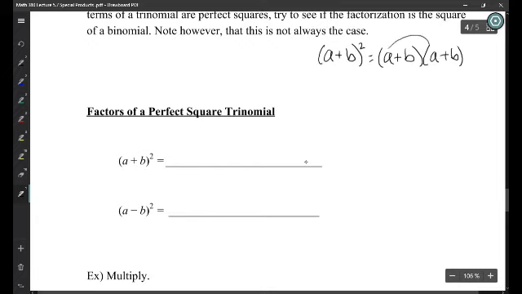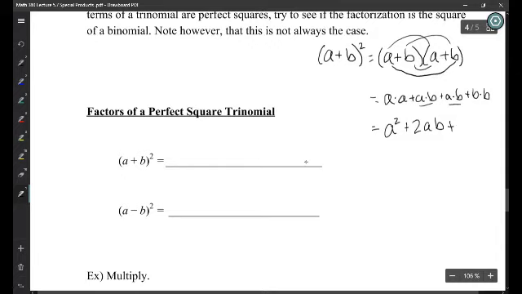Using FOIL, we get first terms multiplied together, so a times a. Outside, we get a times b. Inside, b times a. Well, that's the same thing as a times b. And last, b times b. And a times a is a squared. Note we have two ab's, so they add together to be 2ab. And then b times b is b squared.